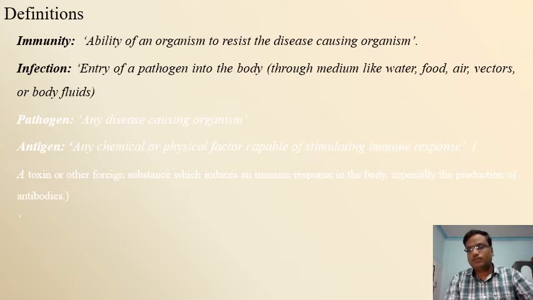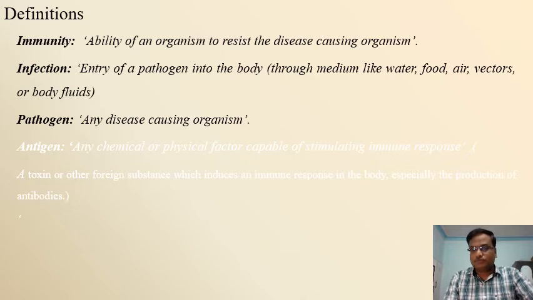Now here vectors are the animals like mosquitoes which transmit the pathogens from one person who is already infected to another person who is healthy. For example, the plasmodium, which causes malaria, is transmitted by the mosquito, and other viral diseases like dengue and chikungunya are also transmitted by the mosquito. Then there are some viruses and diseases which are transmitted through body fluids like saliva and vaginal fluid, etc.